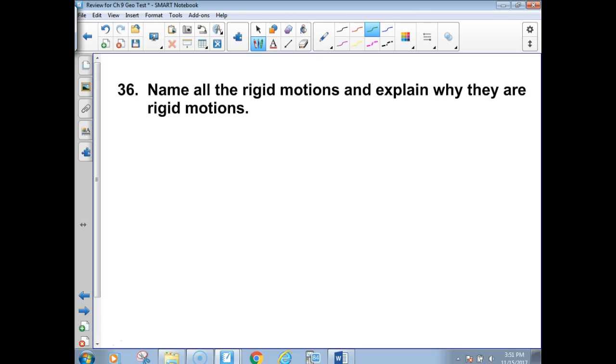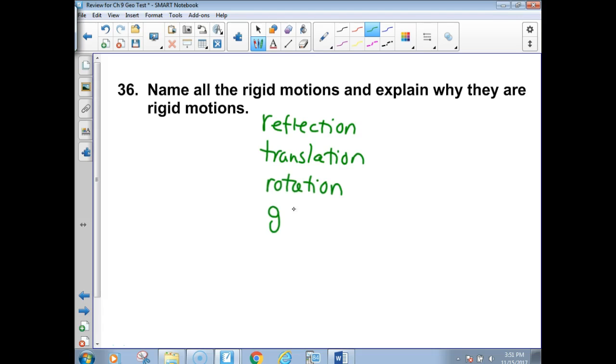36 says name all the rigid motions and explain why they are rigid motions. Okay, the rigid motions were reflection, that was the first one we did. Translation was the second type of transformation that's a rigid motion. Rotation is also a rigid motion. And then we did glide reflection, which we didn't really cover heavily, but we did do it, or a composition of any of those.